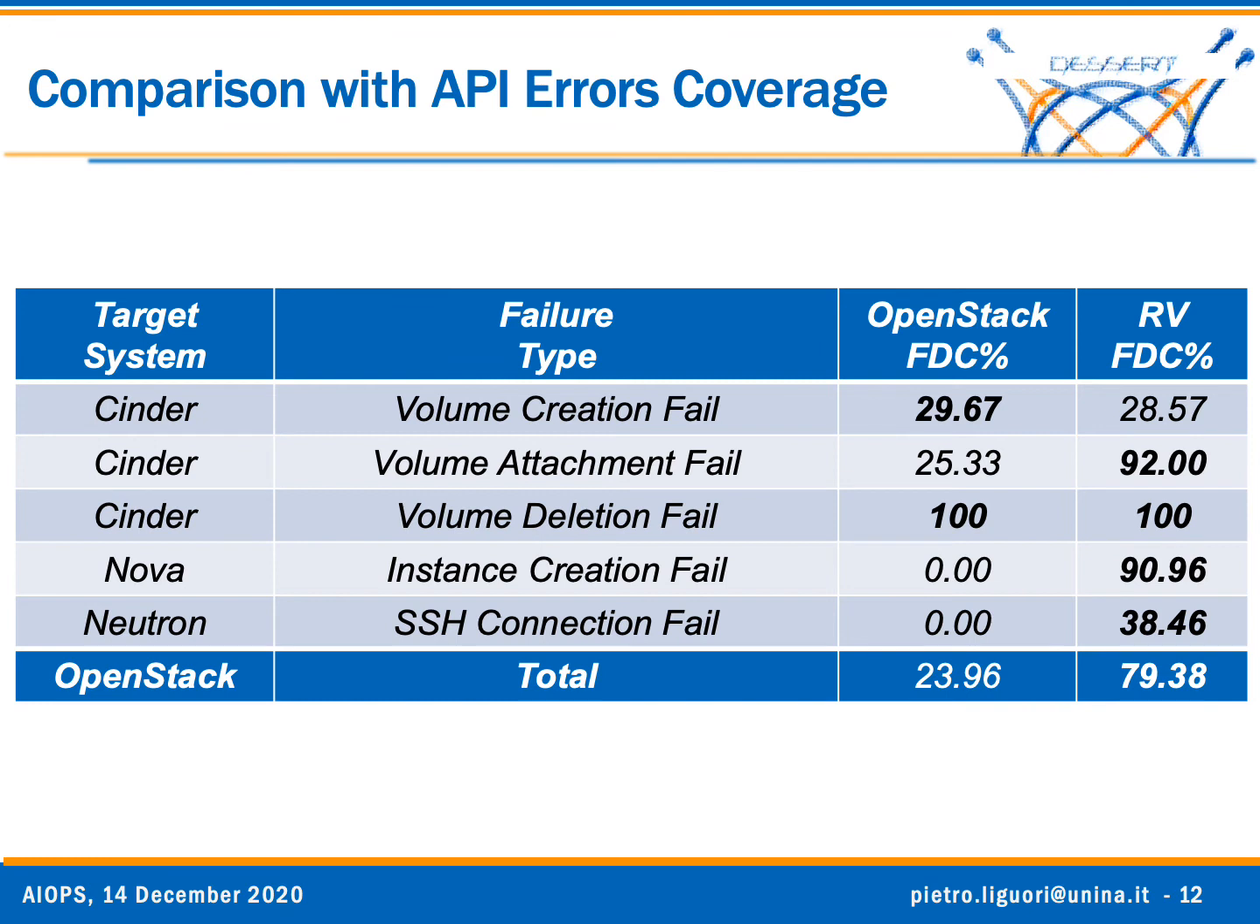In particular, the table highlights how our rules are able to identify failures that were never notified by the system, for example, the instance creation and the SSH connection. The runtime verification approach shows lower performance only in the volume creation case failure. This suggests the need to add further monitoring rules or to improve the existing ones for this specific case.